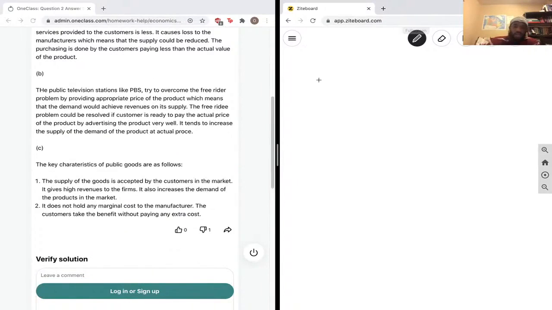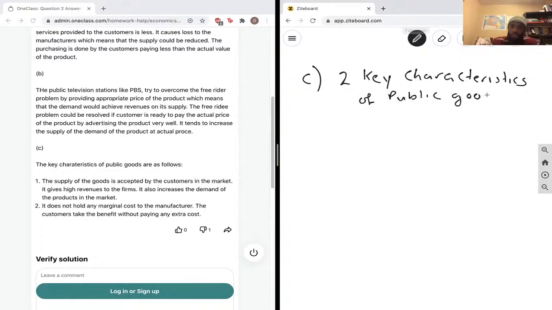This is not that great an answer, so we'll just answer this. 2 key characteristics of public goods are that it is non-rival and non-excludable.